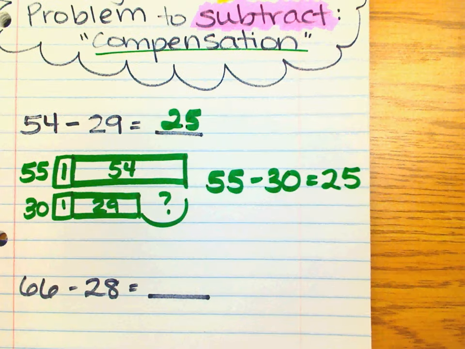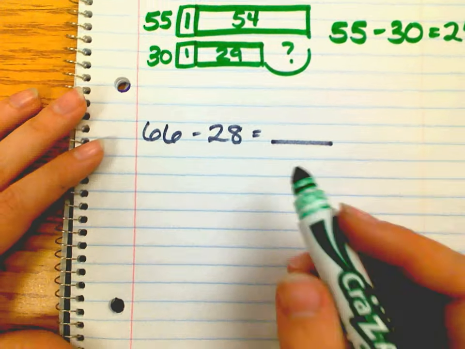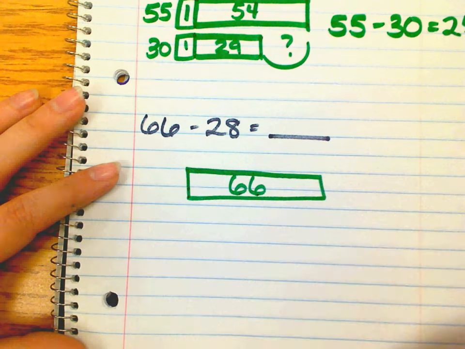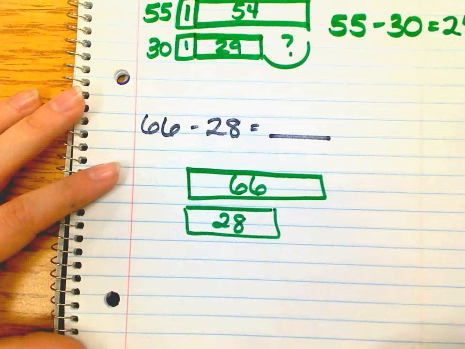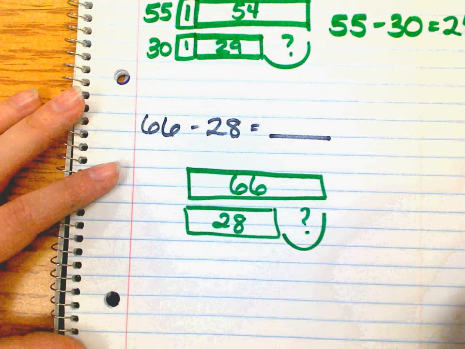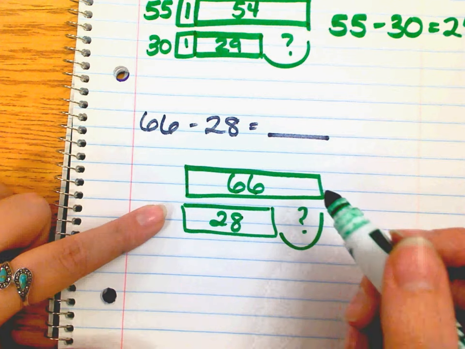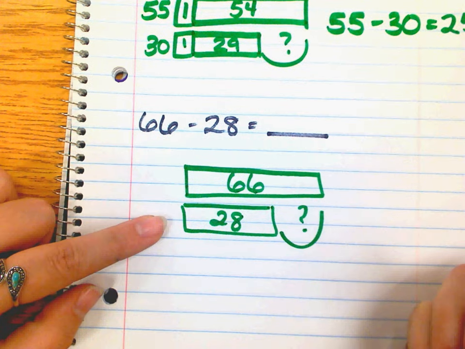Let's use the same strategy to solve 66 minus 28. Again, I'm going to start with a tape diagram. This represents 66. This represents 28. We are looking for the difference. So 66 minus 28 is not very easy to solve mentally.